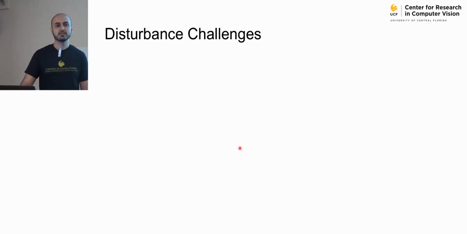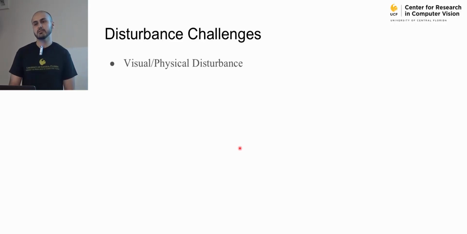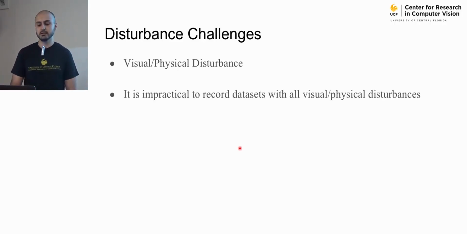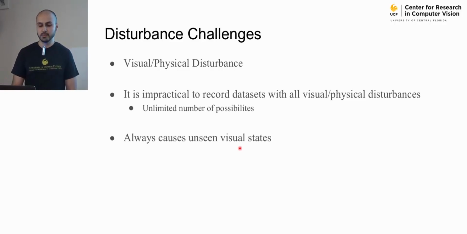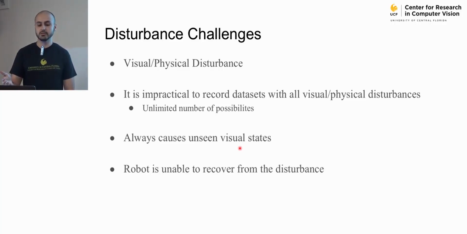There are many challenges with disturbance. First of all, disturbances can be visual or physical. And it is impractical to record a data set with all physical and visual disturbances because there is an unlimited number of possibilities, right? So it always causes unseen visual states, and it is very hard for the robot to recover after seeing a disturbance. Once it goes to an unseen state, it starts moving like a crazy person.